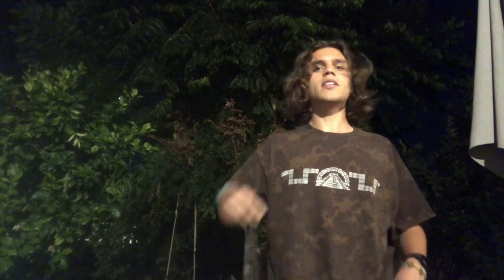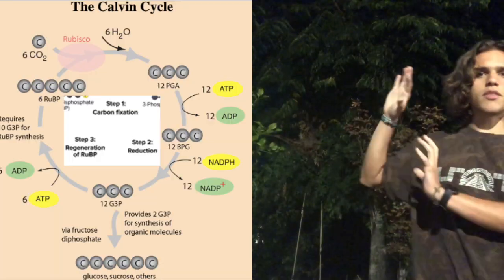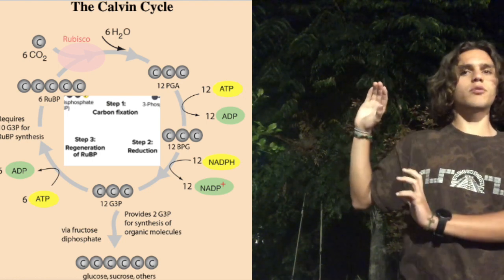But wait, G3P only has 3 molecules remaining, and RUBP has 5. How does 3 become 5? Well, there's one part I haven't told you yet. The Calvin cycle is actually happening 6 times all at once. So now the numbers on this graphic should be beginning to make more sense.